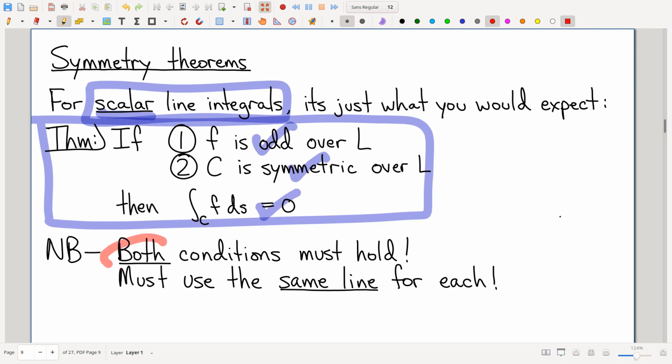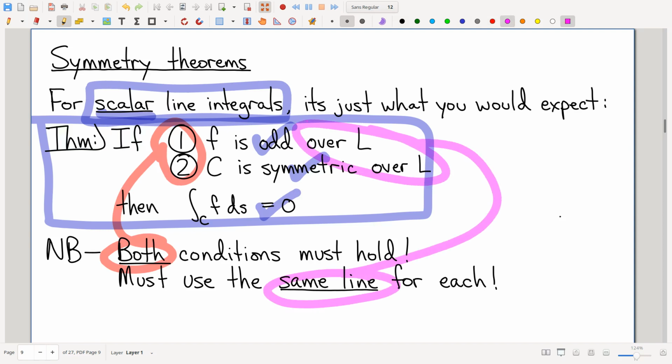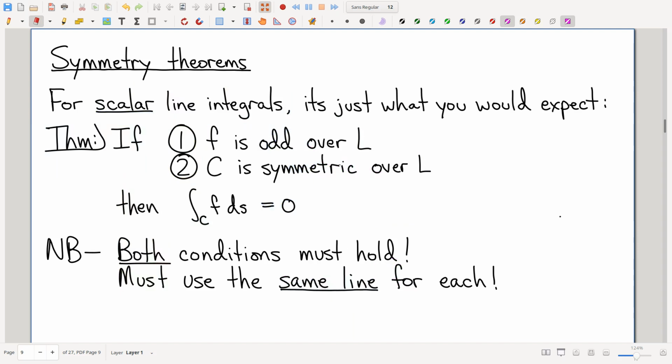Just like in the other kinds of integrals, you need both conditions to apply. Just like in other applications we've seen of this, they have to both be over the same line. I deliberately write these theorems to lay out on the page exactly the same way to emphasize how they're all the same basic idea. So, great news. Scalar line integrals, symmetry argument, go crazy. It's a really convenient computational tool. Very powerful.